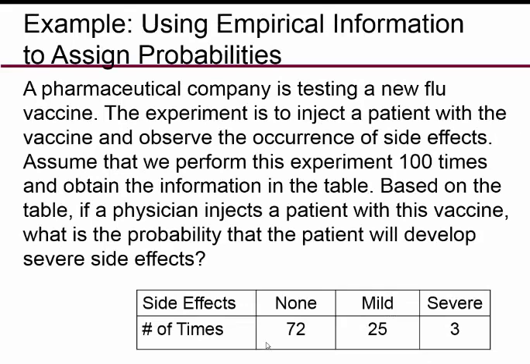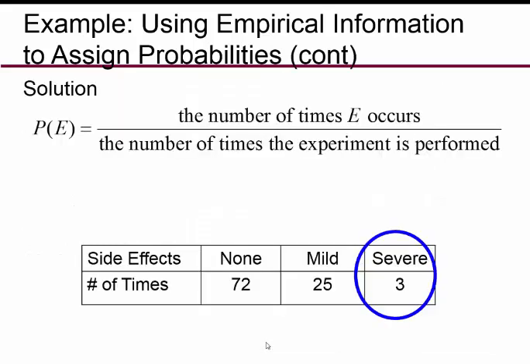So here's an example. A pharmaceutical company is testing a new flu vaccine. The experiment is to inject a patient with the vaccine and observe the occurrence of side effects. Assume that we perform this experiment 100 times and obtain the information in the following table. Based on the table, if a physician injects a patient with this vaccine, what is the probability that the patient would develop severe side effects? Here, number of times: none, 72; mild, 25; and severe side effects, 3. So we're looking for the severe effects, and the number of times that E occurs over the total number of experiments performed is 3 over 100, or about 3%.